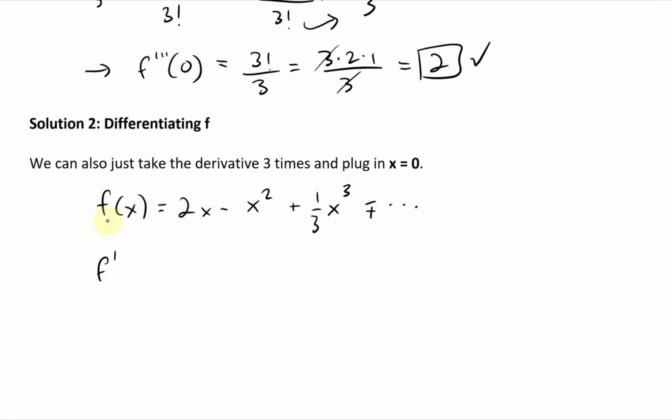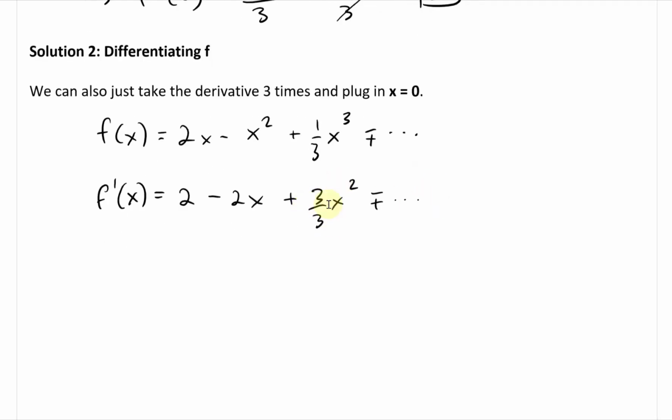So f prime of x is equal to, well, the derivative of each term. So 2x derivative is just 2. And then for this one here, if you recall the power rule, the 2 goes down and you subtract the power. The next one here is plus, the 3 goes down, 3 over 3, and then x squared, and it goes minus plus dot dot dot. Alright, and then these ones cancel, that just becomes 1.